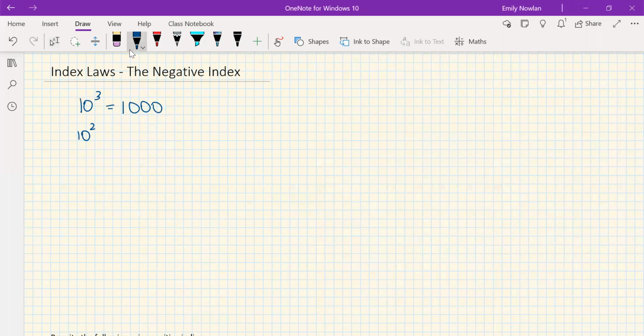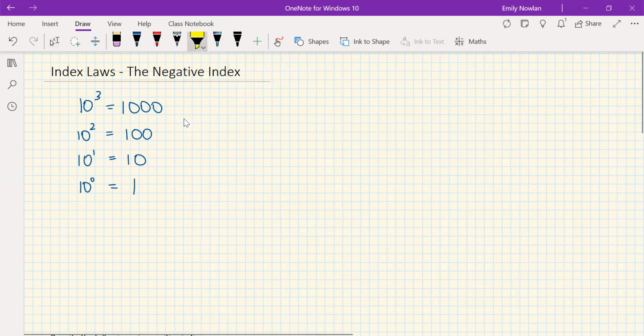What about 10 to the power of 2 or 10 squared? Hopefully, you know, that's 100. What about 10 to the power of 1? Well, that's just 10. Now 10 to the 0, we've done this before. Anything raised to the power of 0 is 1. So what's happening here? If I wanted to continue this pattern, I've got 10, the power of 3, 2, 1, 0.